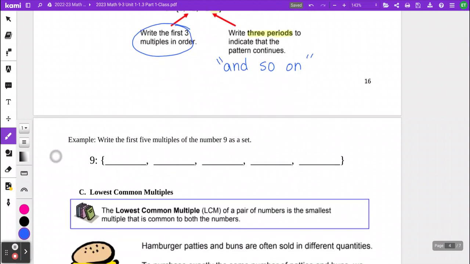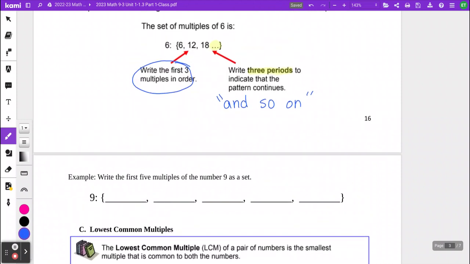So we're going to write the first 5 multiples of 9 as a set. I've already drawn those curvy braces in for you. And now I'm going to give you a couple minutes. I want you to write those first 5 numbers. You can either do it by multiplying or by adding.